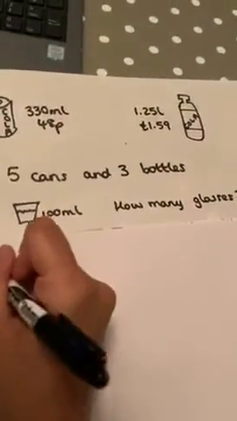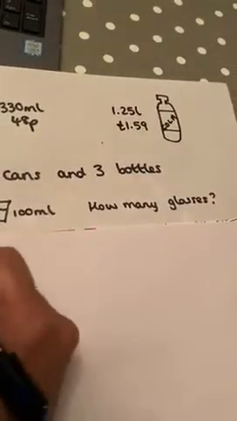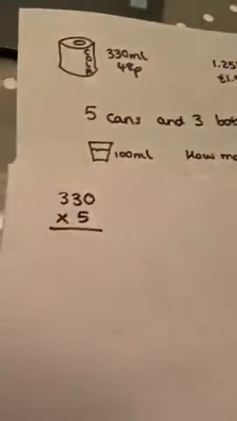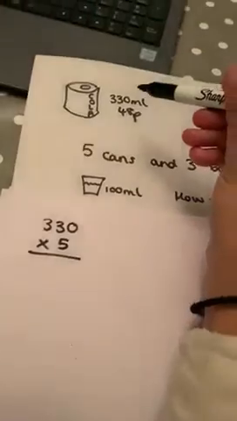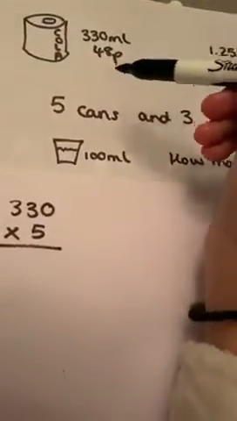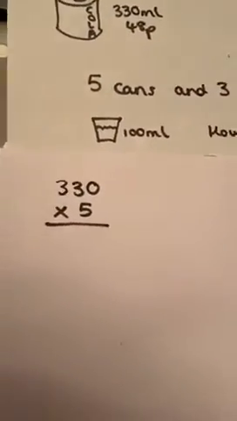Okay, excuse me while I try to write and hold my camera. So we're going to have 5 lots of 330 millilitres. Forget about the money for a minute. That comes into my next part of the problem.